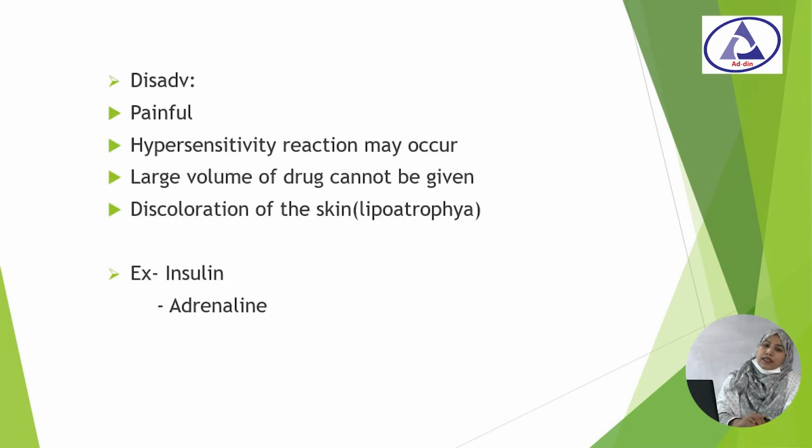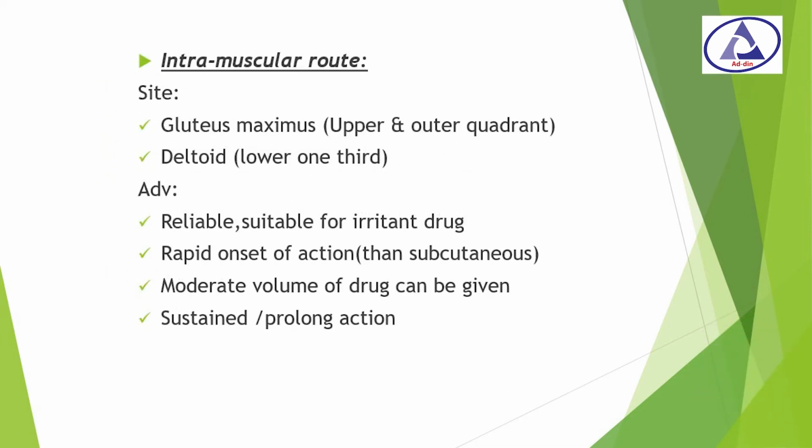What are the disadvantages? It is painful. A large volume of drug cannot be given. Special apparatus is needed, and discoloration of the skin, that is lipoatrophy, may occur. What are the examples? These are insulin, adrenaline, etc. Now, the intramuscular route. You know that vaccines like corona vaccines, etc. are given by this route.